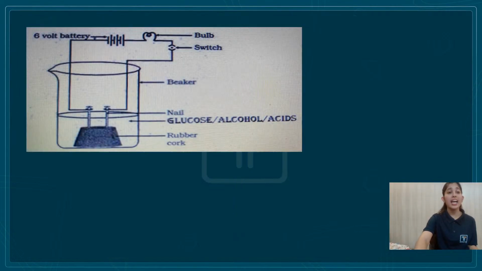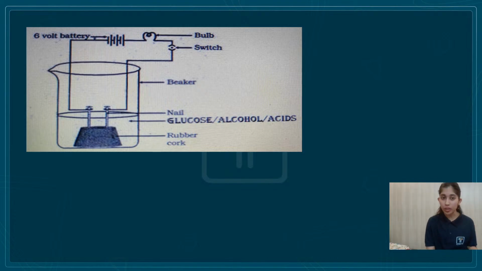So as I told you, if you have to design an experimental setup, you will have to make the experimental setup. Okay, first you need to make the experimental setup. Draw a well labeled neat diagram showing that you have a beaker. In that you have a solution in which first you are going to put glucose, second you are going to put alcohol, third you are going to put acid, and then you have to have a setup of an iron nail in that beaker immersed in the solution, and then you have to connect that to a battery as well as to the bulb. So now what will happen?